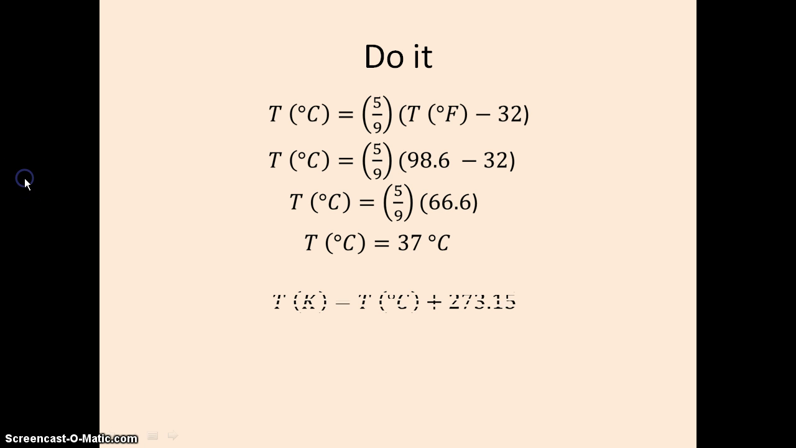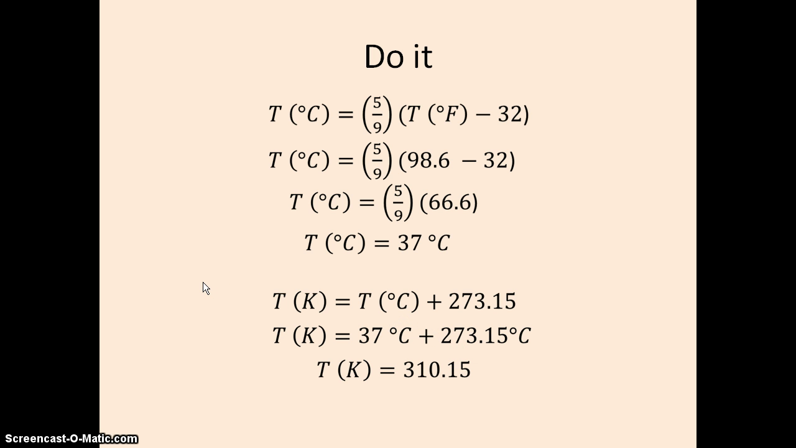The next part, to convert from Celsius to Kelvin, we're going to use this equation. Plug in our 37 degrees Celsius, add that to 273.15. Normal body temperature in Kelvin is 310.15, which again was pretty close to our mental estimation.